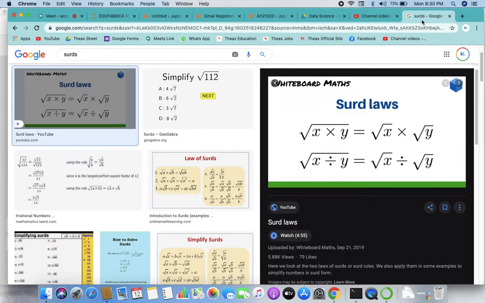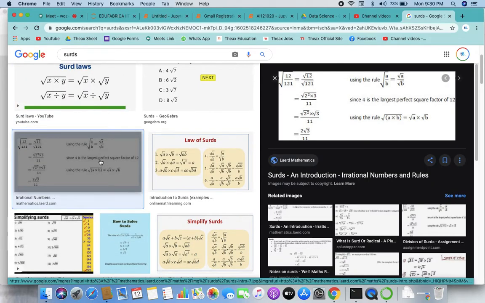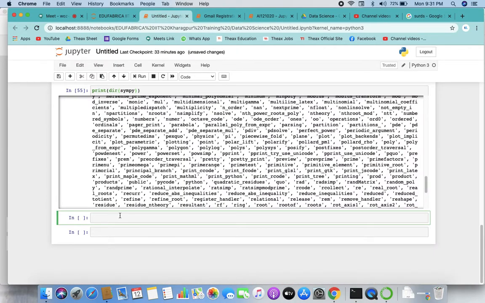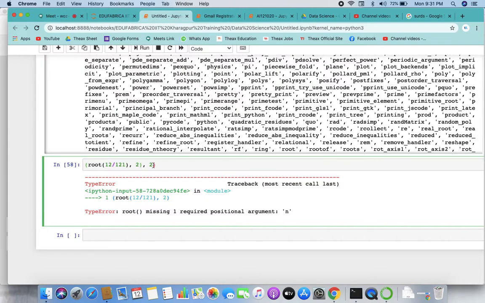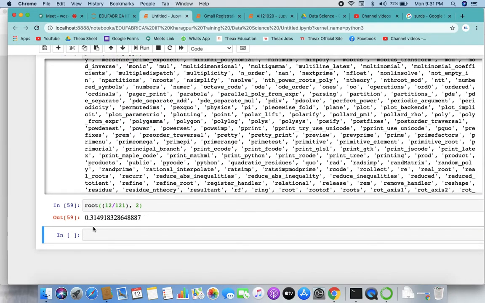Alright, let's solve some questions. Now, if the question is under root of 12 by under root of 121, giving the result as 2 root 3 by 11, how are we going to write this? Under root of 12 by under root of 121. So it is root of 12 by 121. One bracket is missing, and that is causing this result.